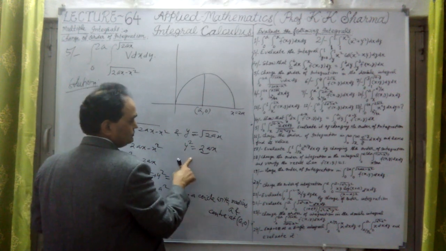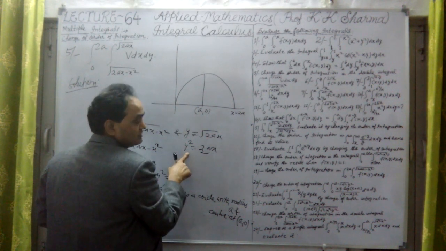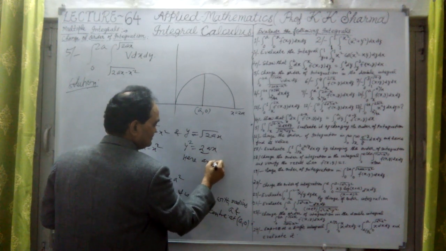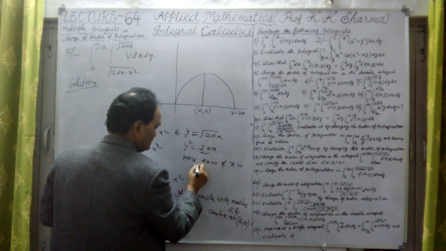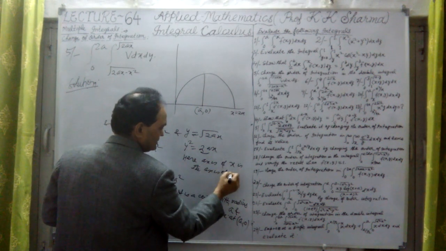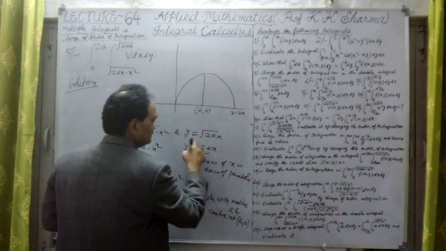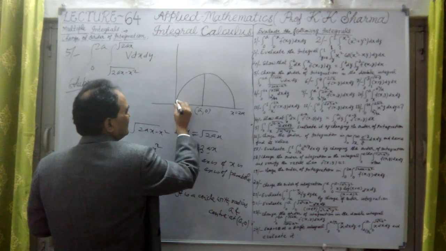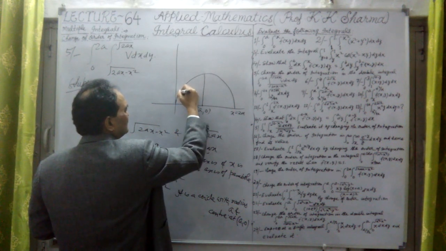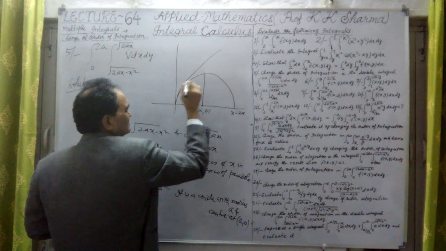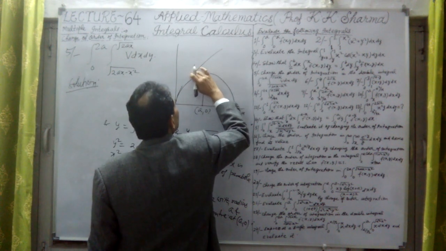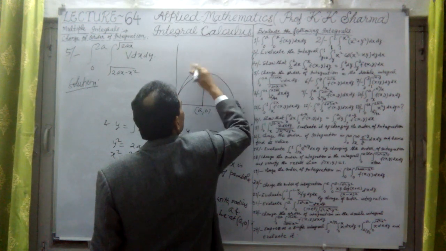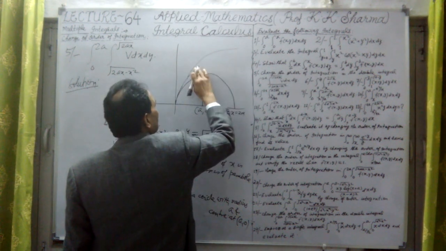Now the parabola. y square equal to twice a x. y is negative and positive, and the axis of x is the axis of the parabola. So this is the parabola presenting. Here we have to take this parabola like this, in the top. This is the parabola here.